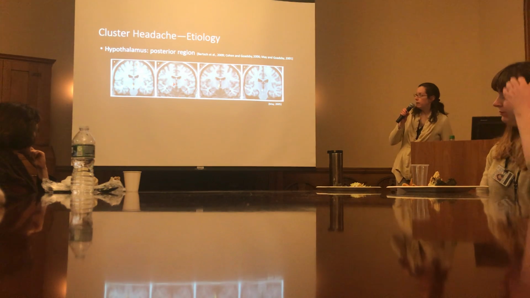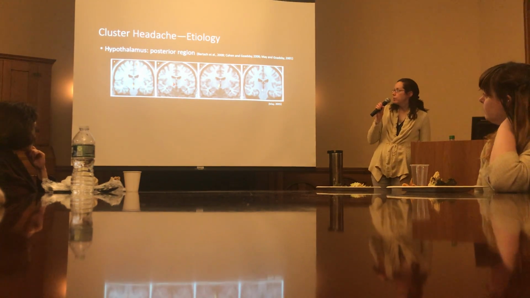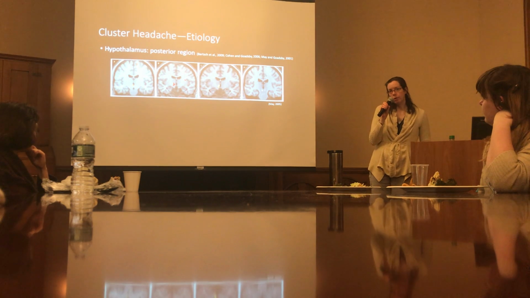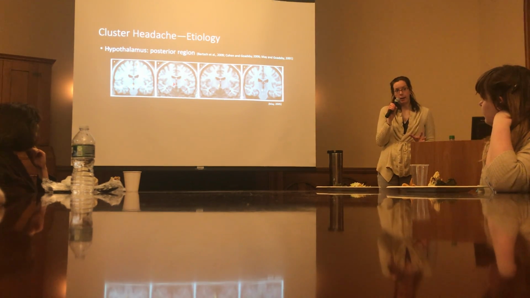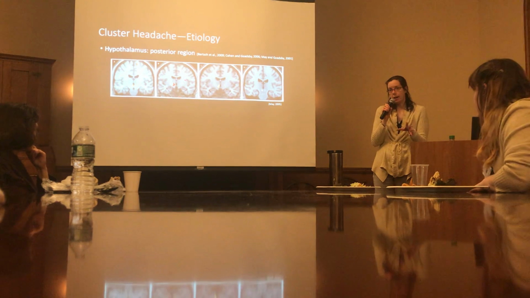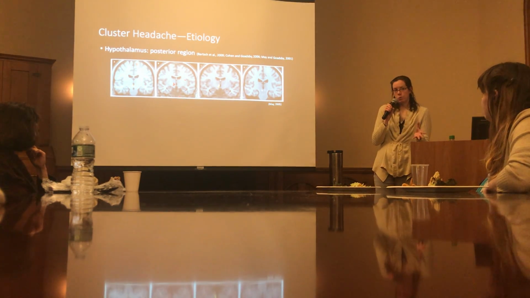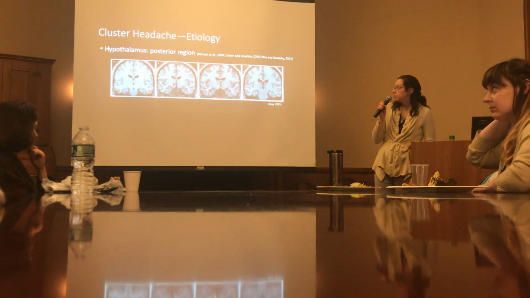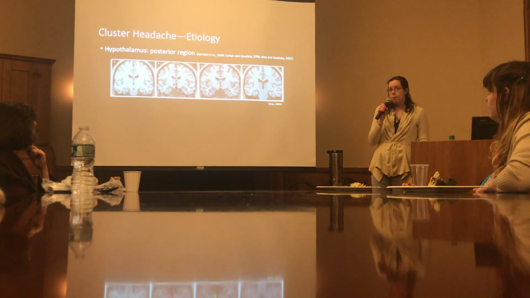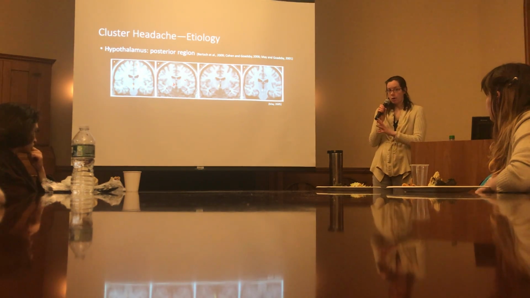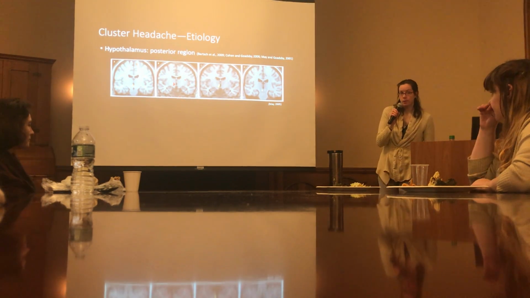So one of the areas on that larger picture is the hypothalamus, and in cluster headache, the posterior region of the hypothalamus lights up during a headache, and when patients are in cycle. When they're out of cycle, when they're not having the attacks, their hypothalamus looks normal. But when they go into cycle, and especially during an attack, their posterior hypothalamus lights up. That happens to some degree in migraine headache as well, but it's a very strong association in cluster headache.